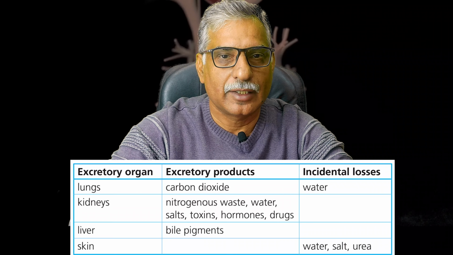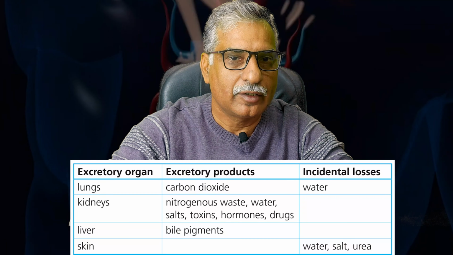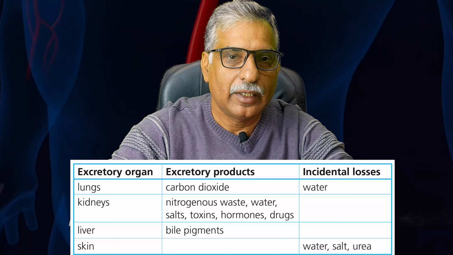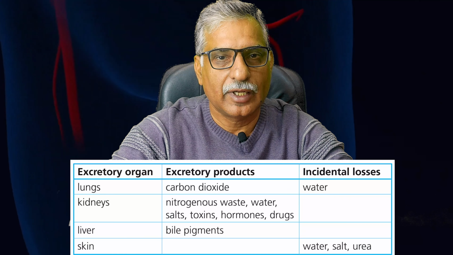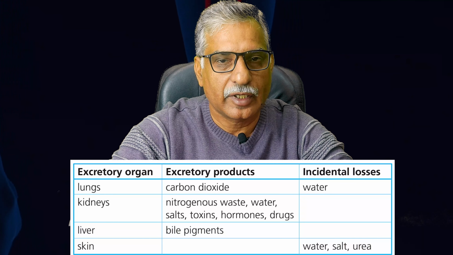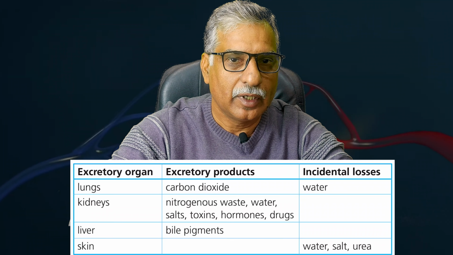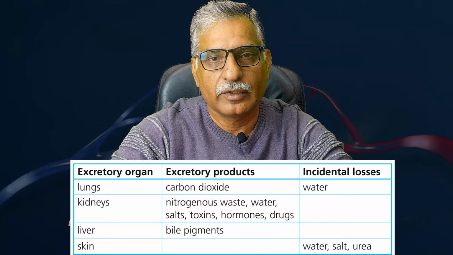Similarly, bile is another waste product that is made by the liver, stored in the gallbladder, and later released into the digestive system, into the duodenum part of the small intestine, where it helps in the digestive processes as well, and it is excreted along with the feces.